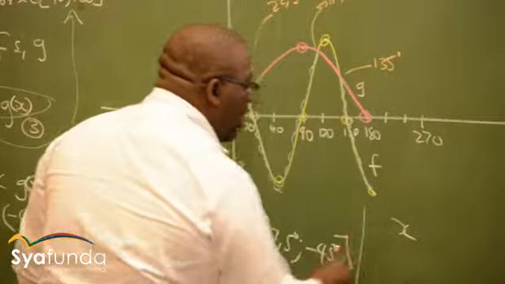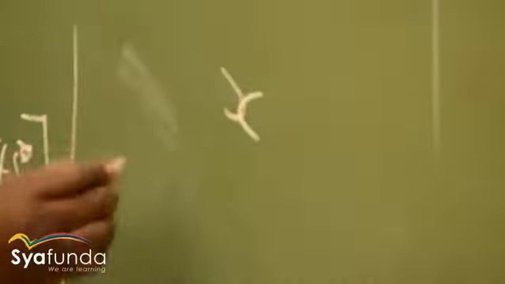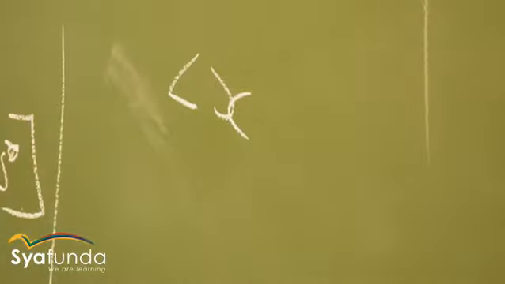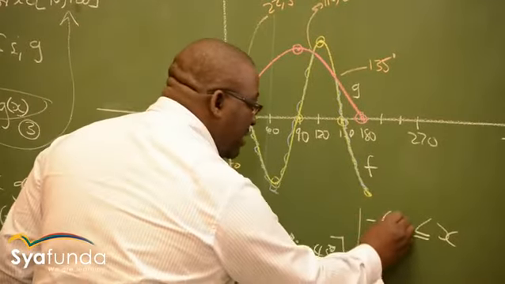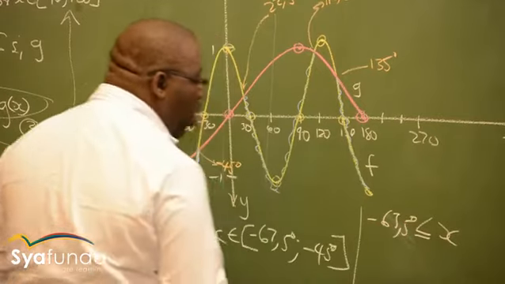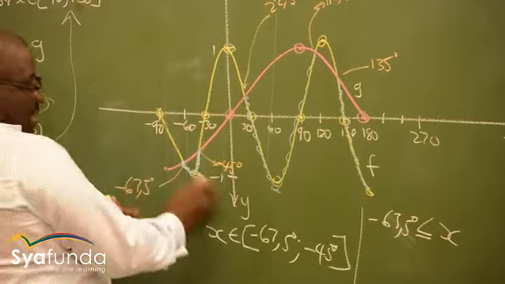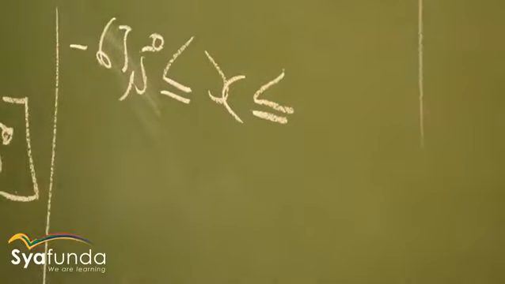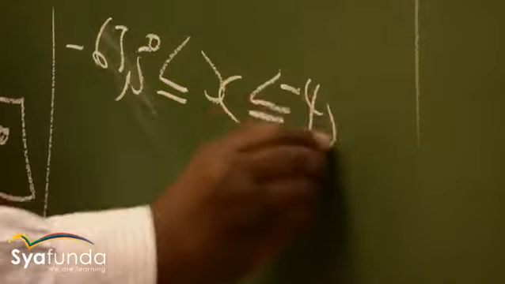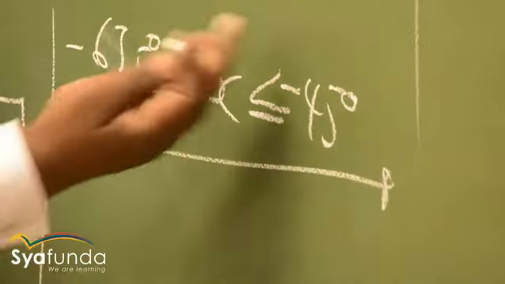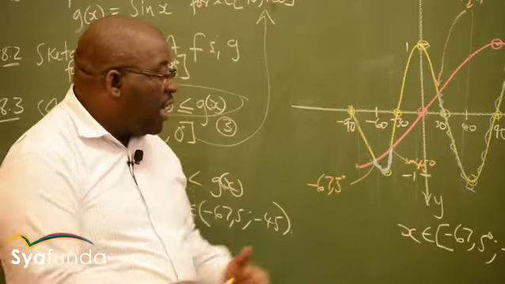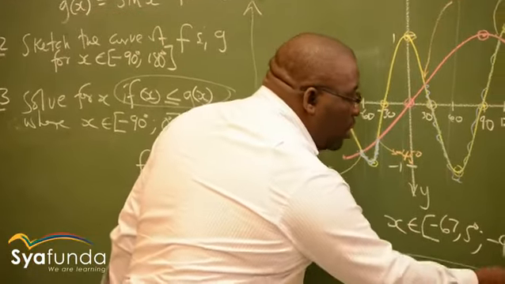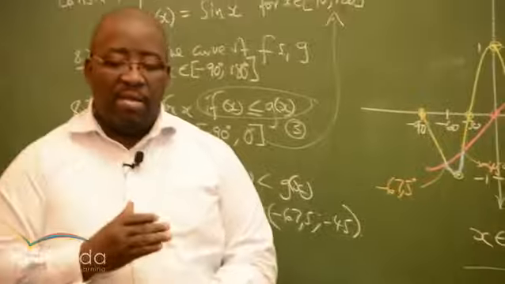x is greater or equals to, what is the value there? It is minus 67,5 degrees, or x is less or equals to minus 45 degrees. You can represent your solution in this notation, which we refer to as the set builder notation, or you can represent it in this notation, which we call the interval notation. Thank you.